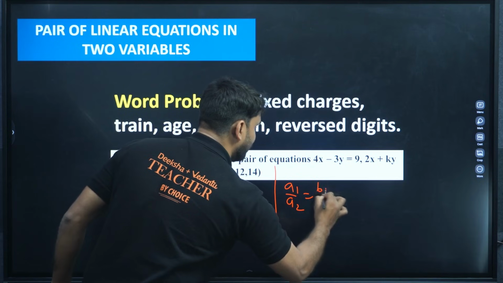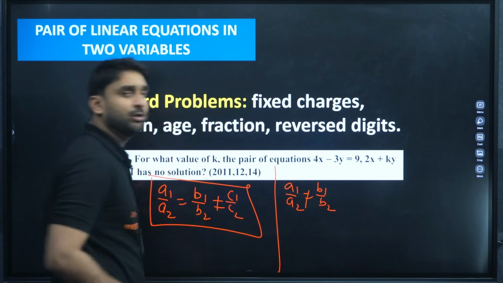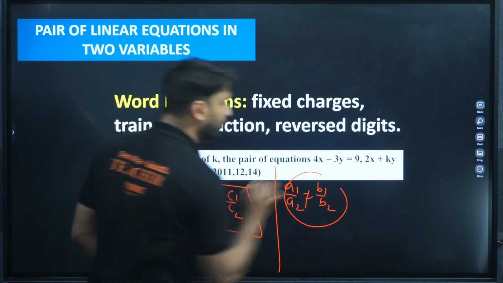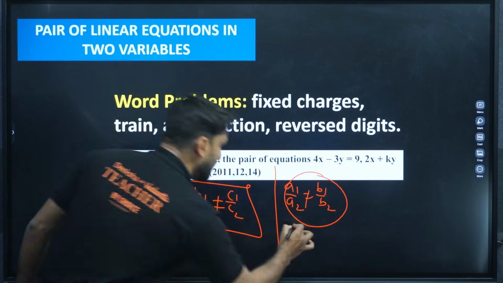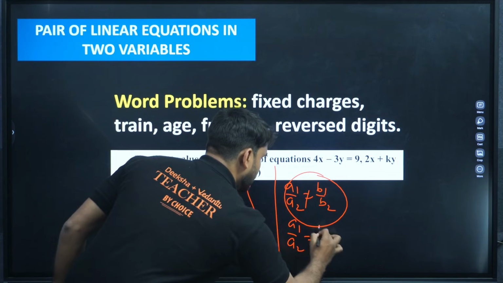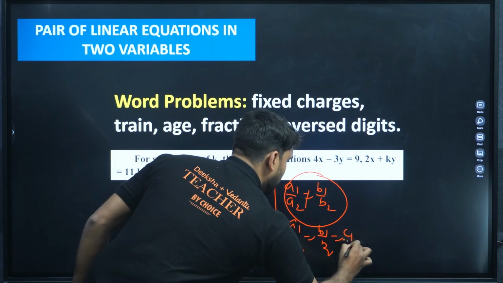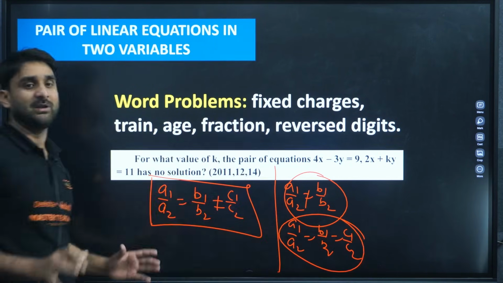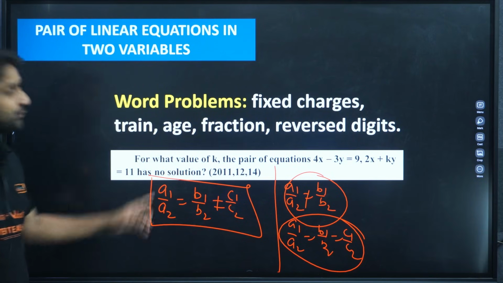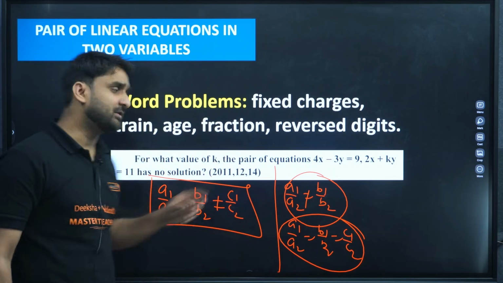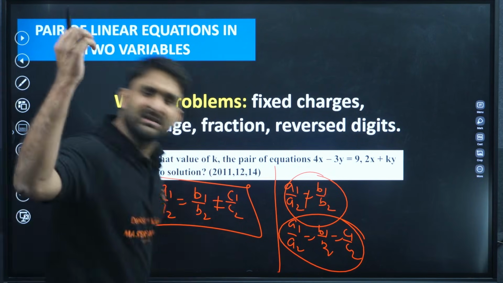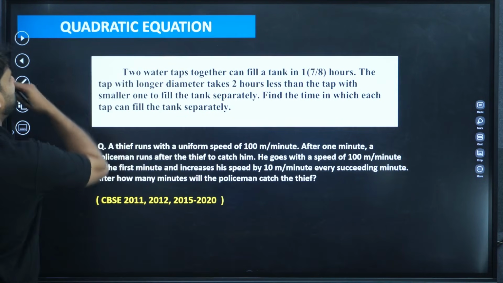The comparison of coefficients: if a1 by a2 is not equal to b1 by b2, you all know exactly one solution will be there. And if a1 by a2 is equal to b1 by b2, which is equal to c1 by c2, this is called infinitely many solutions. So this is important. So go and prepare these chapters, right? Study less and score good marks. Of course, this should be the strategy.